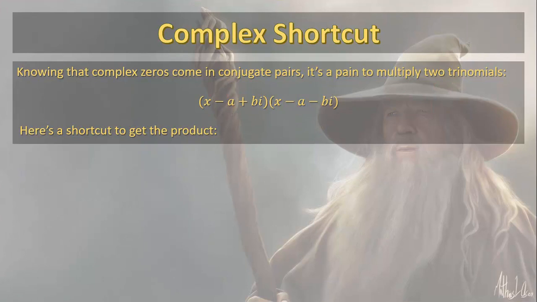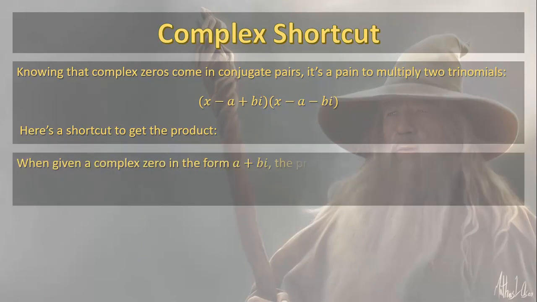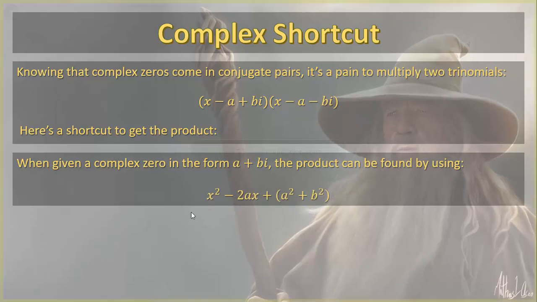So I introduced to you a shortcut. If you are given the complex zero in the form a plus bi, the product can be found by using this. Okay, you're going to take 2 times the a times x, and then you're going to square the a and the b to get your third term, which is just a number.